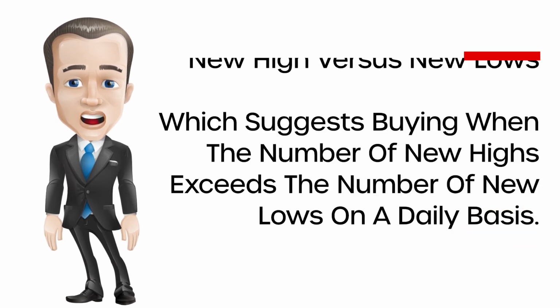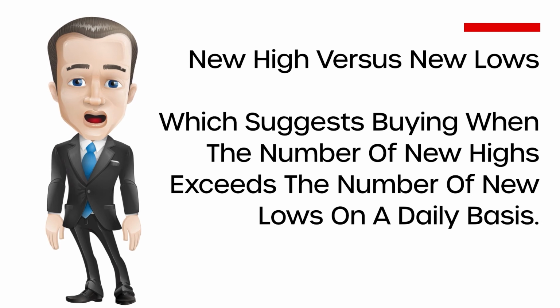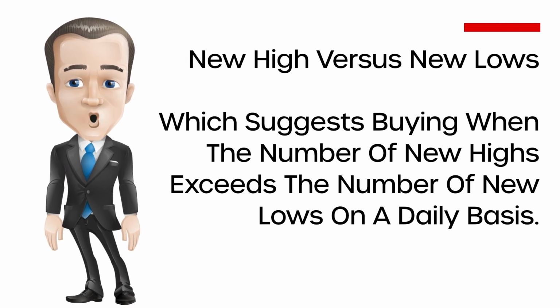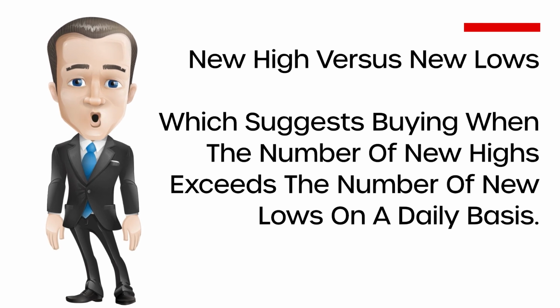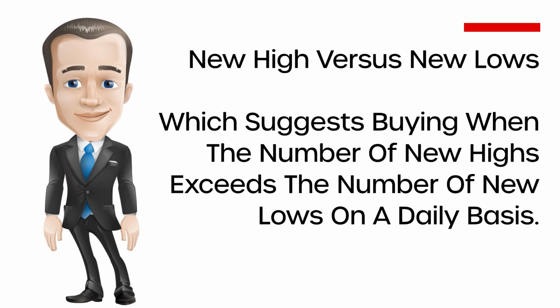Number 7, new highs versus new lows. This is the simplest indicator, which suggests buying when the number of new highs exceeds the number of new lows on a daily basis. On the other hand, one should sell when the number of new lows exceeds the number of new highs on a daily basis.